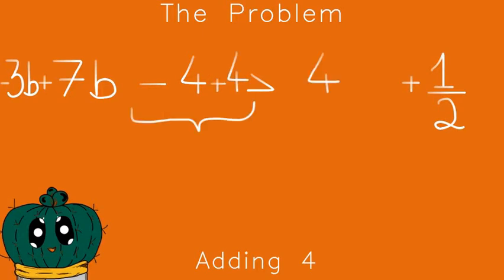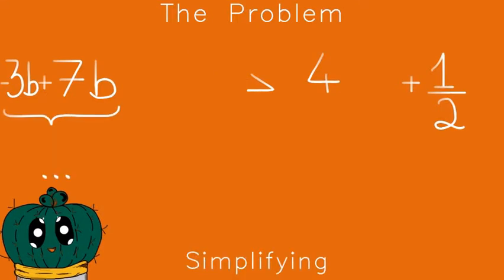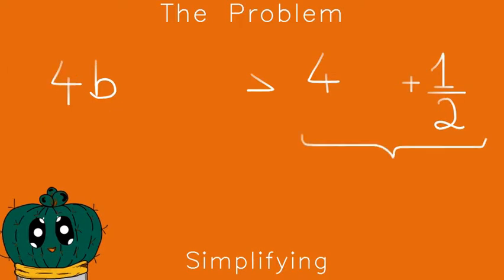We can do that by adding 4. On the left hand side the 4's cancel out, because negative 4 added to a positive 4 just gives us a 0, and on the right hand side we are left with 4 added to 1/2. Now we are in a position to start simplifying the entire thing. Negative 3b added to a positive 7b gives us a positive, because 7 is bigger, so that just gives us a positive 4b. So 4b is what we're left with on the left hand side.